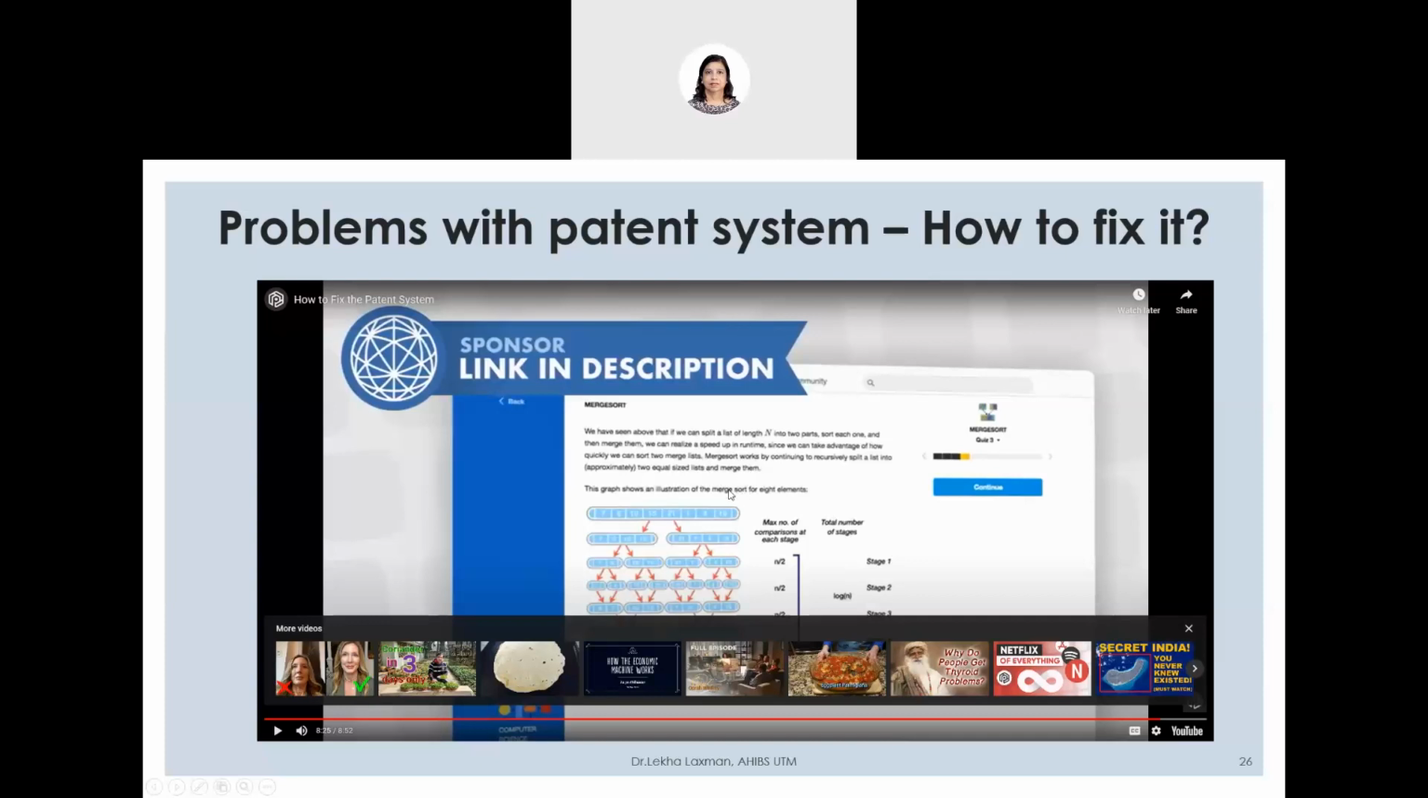And today, the way the companies are using the system is to the detriment of the public. So that is why it is very important for us to understand this. And basically, it's the small companies that are going to lose out. So that's basically the reason why the patent system has got such a bad reputation.